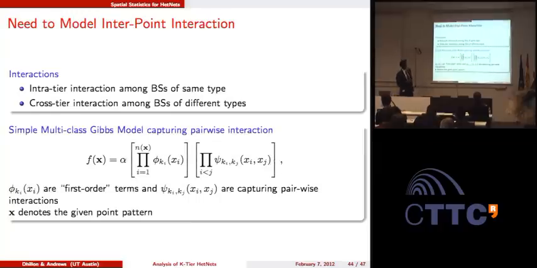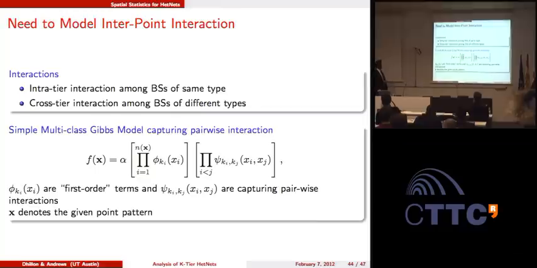So there is a need to model, as was pointed out earlier, interpoint interaction. Can we do that? Now interactions are of two types. There are intra-tier interactions, among, say, macrocells. Then there are cross-tier interactions, among macrocells, femtocells, and picocells. So we need to model all those.